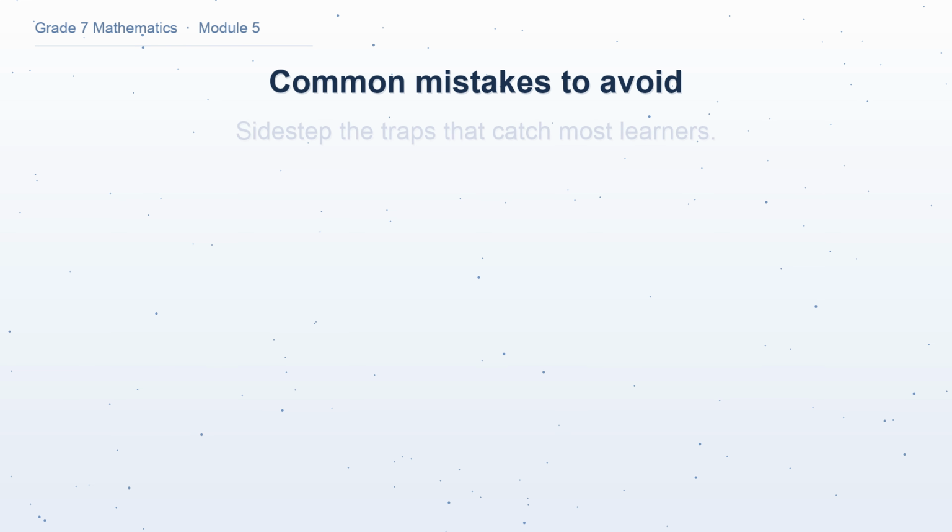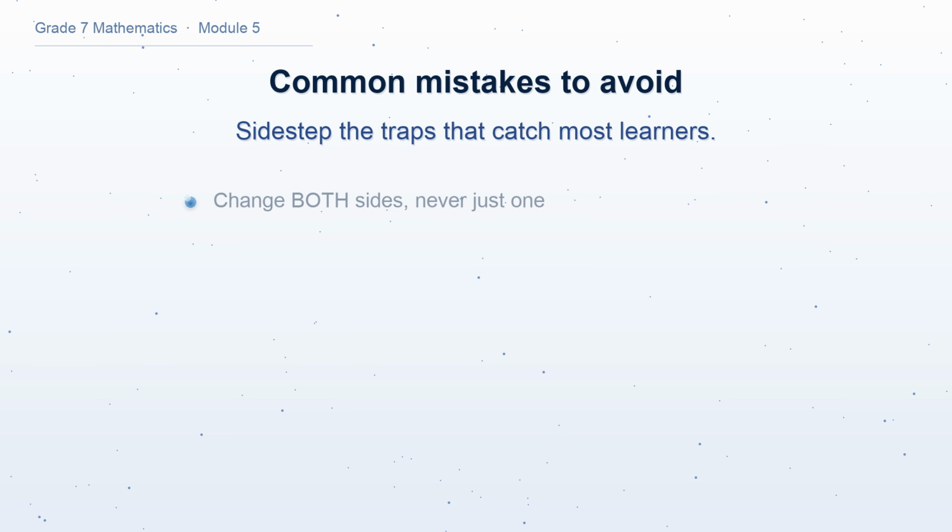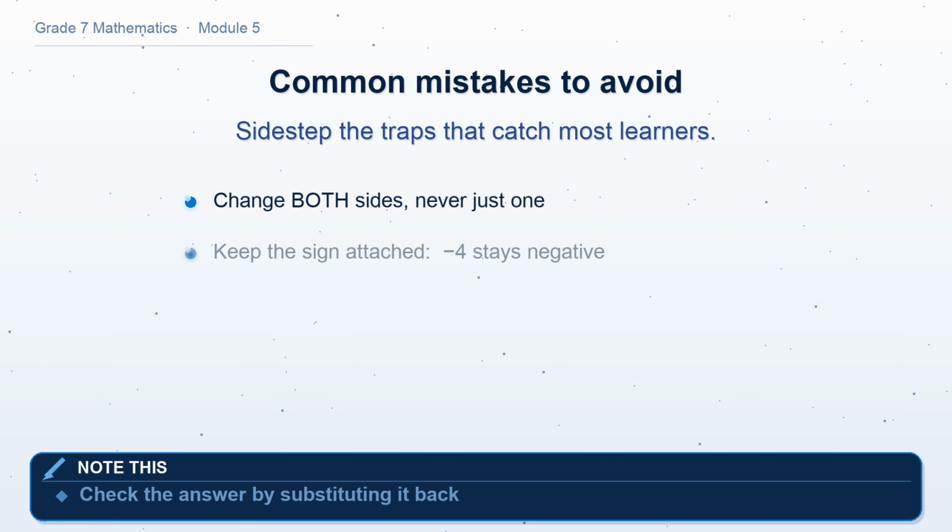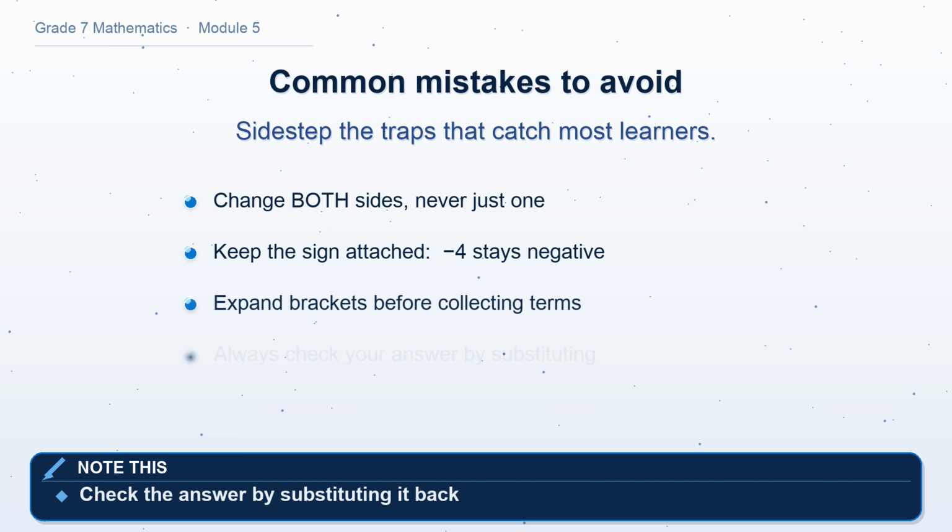Before we practice, let's avoid the traps that catch most learners. First, always change both sides of the equation, never only one. That is what keeps the balance level. Second, keep each sign attached to its number, so a negative 4 stays negative as you move it. Third, expand any brackets before you start collecting terms. And finally, check your answer by putting it back into the original equation. If both sides come out equal, you know your solution is correct.